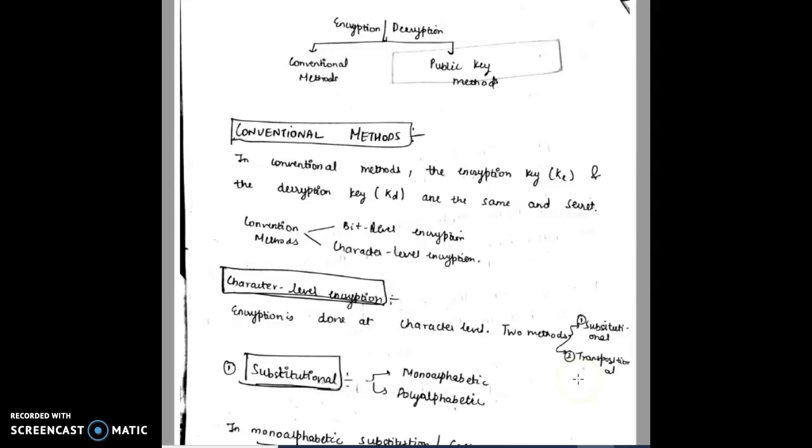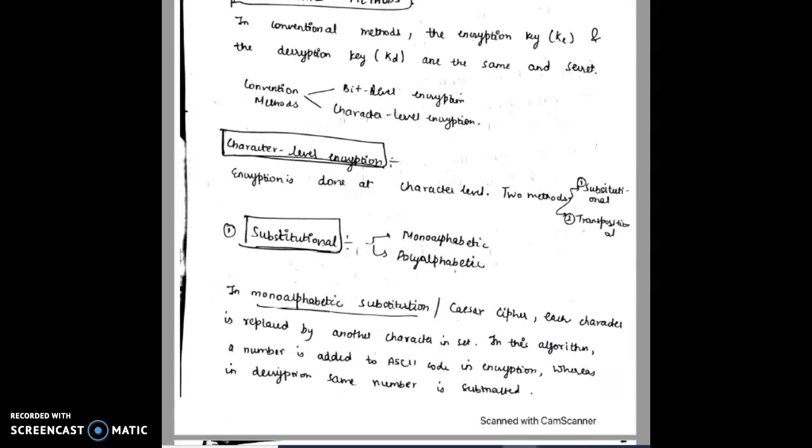Please make a types chart like this: first, encryption decryption is divided into conventional and public key method. Conventional is further divided into bit level and character level. Character level is further divided into two, substitutional and transpositional. It is not at all difficult, as the name tells.